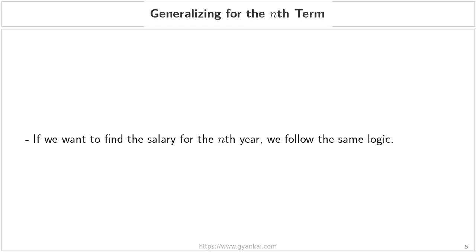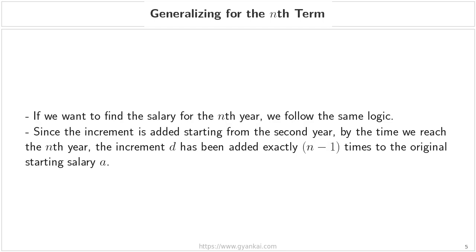Generalizing for the nth term. If we want to find the salary for the nth year, we simply follow the same logic we just established. Think back to our list. In the second year, we added the increment once. In the third year, we added it twice. Since the increment is added starting only from the second year, by the time we reach the nth year, the increment d has been added exactly n-1 times to our original starting salary, a.